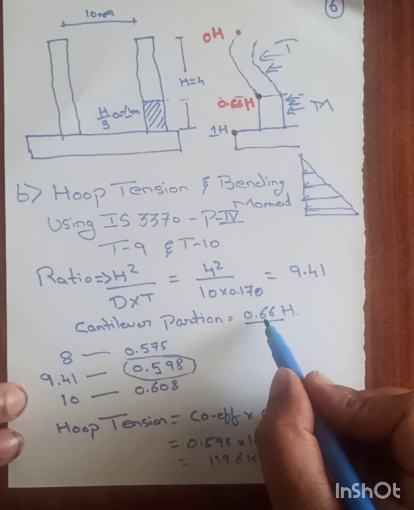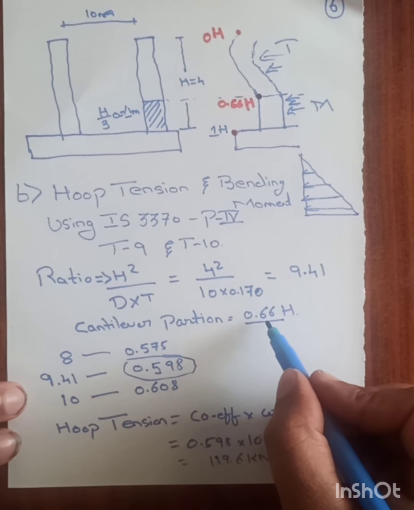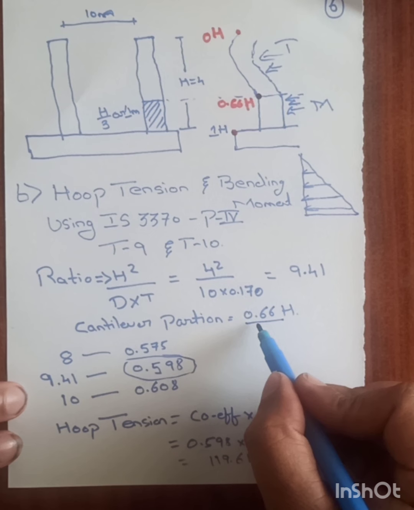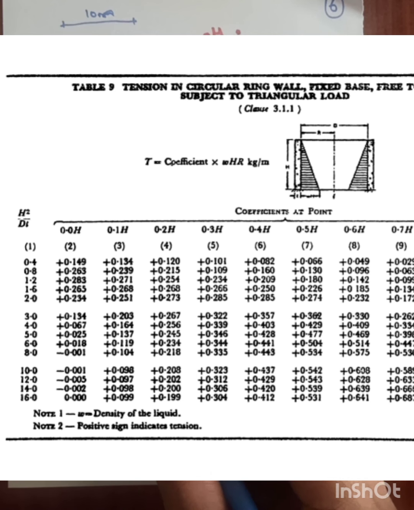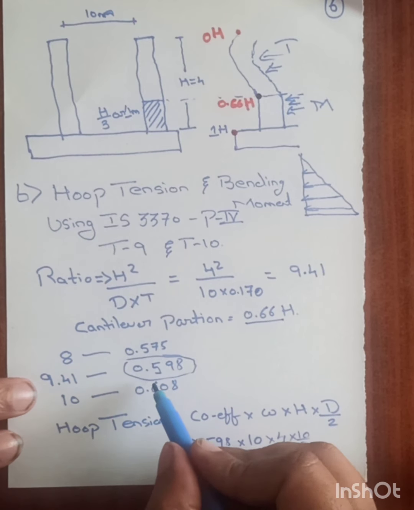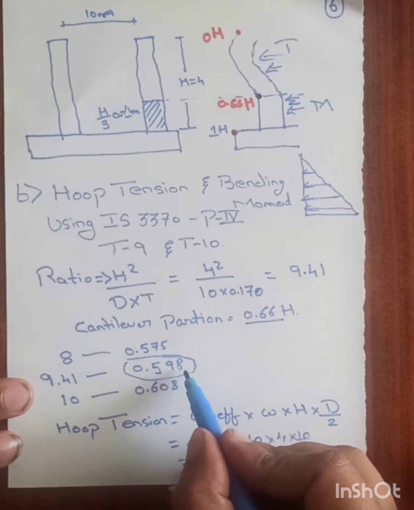For 0.6H, if we consider 0.66H, we need to do double interpolation. To be accurate, we need to do double interpolation. But right now, I will consider it as 0.6. For 0.6, it is 0.575, and for 10, it is 0.608. So for 9.41, we got the value of 0.598.